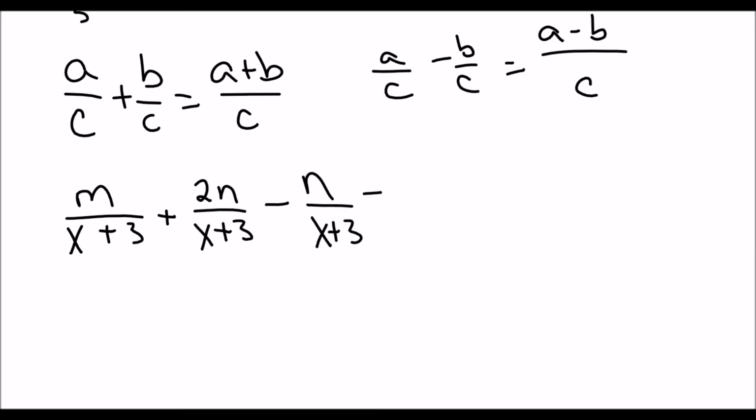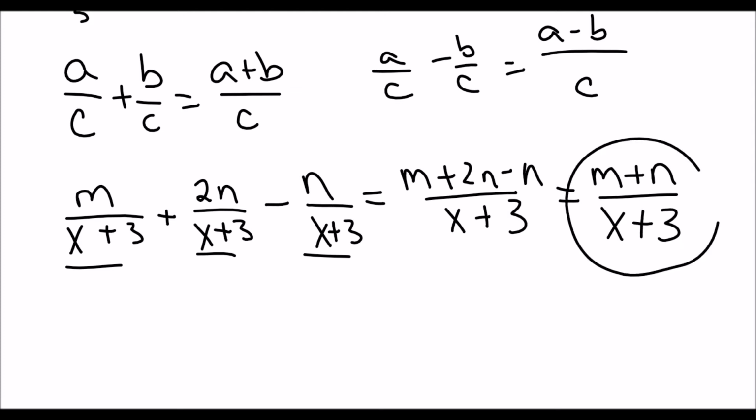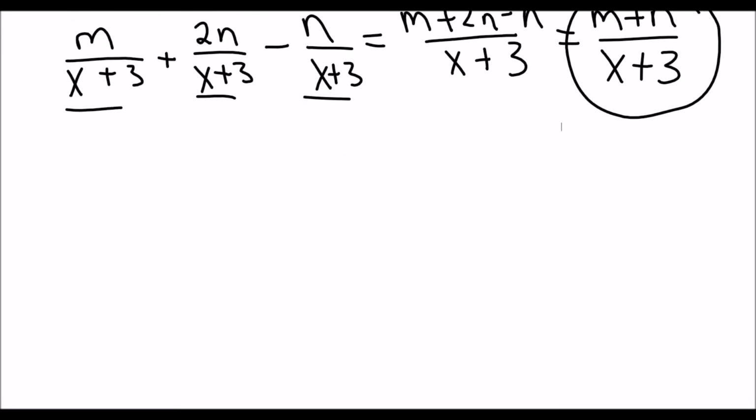So we're just going to stick with the same rules we used just a couple minutes ago, and since we have all common denominators, we don't have to worry about doing anything to them. So we can literally just say the whole thing is over x plus 3, and then we just add these together. So we only have one m, and then we have plus 2n minus n, and simplifying this further, we get m plus n over x plus 3. Not too bad, right?